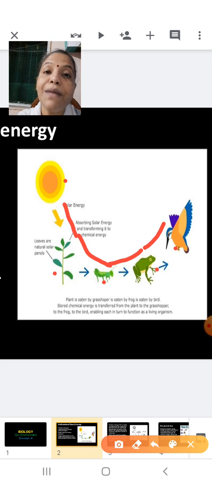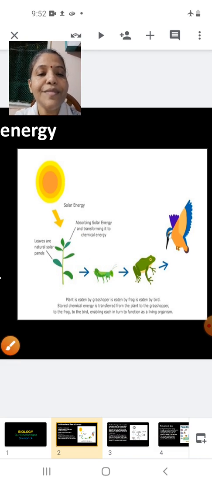But at the same time, I would like to add that when the solar energy from the sun is converted to chemical energy, at that time some energy is lost as heat. Also, from the plant, when the energy is taken up by the grasshopper, at that time also energy is lost in the form of heat, because it is transferred from one form to another when the energy is moving from one organism to another.